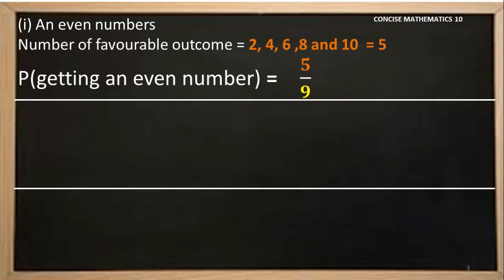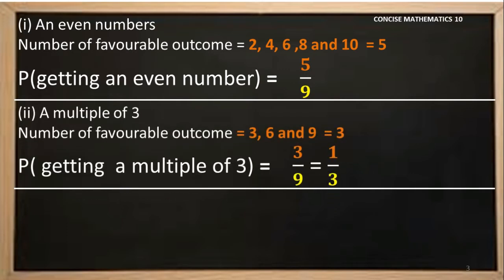Sub question 2, it is a multiple of 3. Which are multiples of 3 among 2 to 10? It is 3, 6 and 9. Hence the favorable outcome is equal to 3. The probability will be equal to 3 by 9. Its simplified form is 1 by 3.